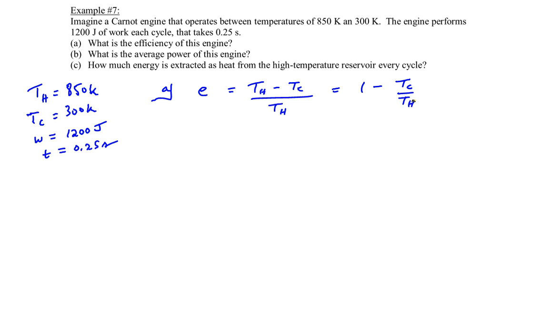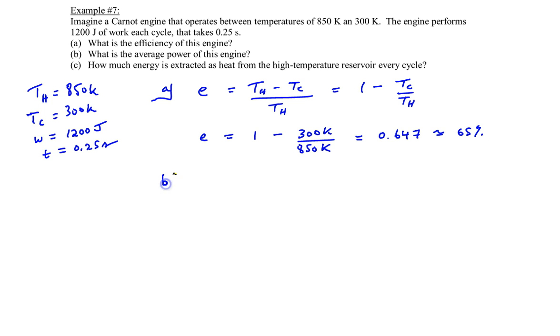Okay? So now let's substitute in. We have 1 minus 300 Kelvin divided by 850 Kelvin. And that gives us an answer of 0.647, which is roughly 65%. So that's the maximum theoretical efficiency.